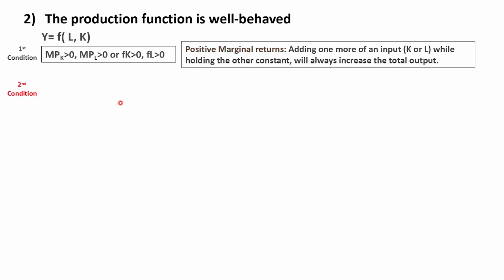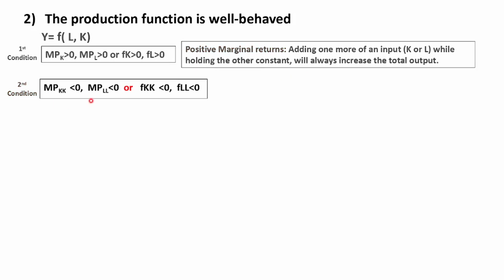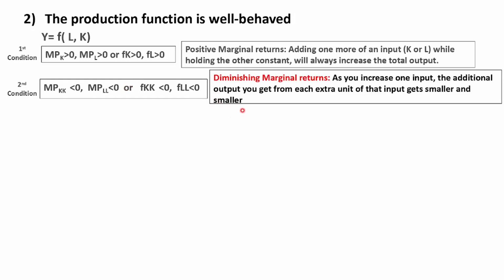The second condition is MPKK smaller than 0 and MPLL smaller than 0. In mathematics it is called second order partial derivative smaller than 0. In language we say diminishing marginal returns. As you increase one input, the additional output you get from each extra unit of that input gets smaller and smaller. So in simple terms, when the production function is well behaved, it applies two conditions. One is positive marginal returns and second is diminishing marginal returns.